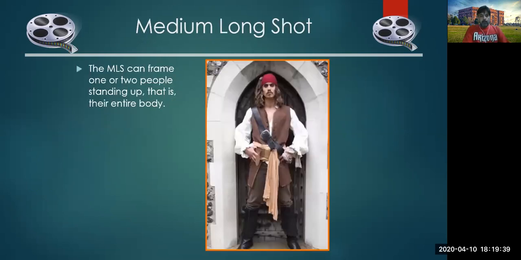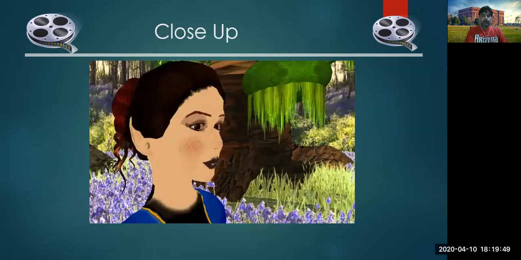Medium long shot, or the MLS. The MLS can frame one or two people standing up, that is with their entire body, that is medium long shot. Close up. As it is evident from the name, close up means that you are shooting your subject from very close distance, all right?